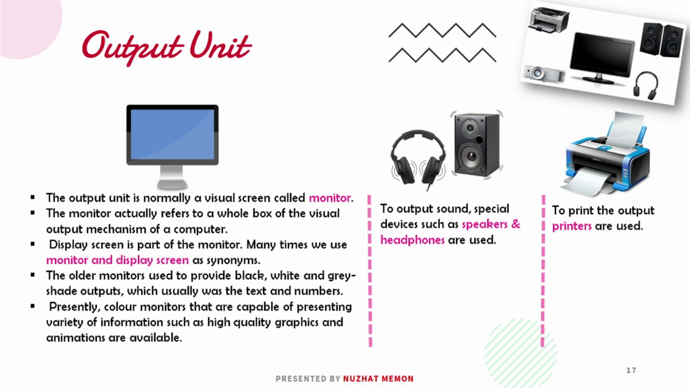Here monitor and display screen mean the same. The older monitors used to provide black, white and grey shade output, which usually were text and numbers. Presently, color monitors that are capable of presenting a variety of information such as high quality graphics and animation are available in the market.